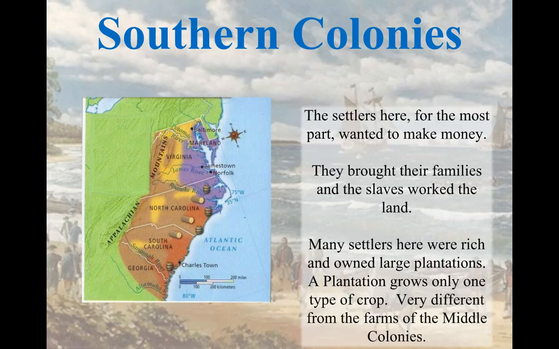The southern colonies. The settlers here, for the most part, wanted to make money. They brought their families and their slaves worked the land. Many settlers were rich and owned large plantations. A plantation grows only one type of crop, very different from the farms of the middle colonies.